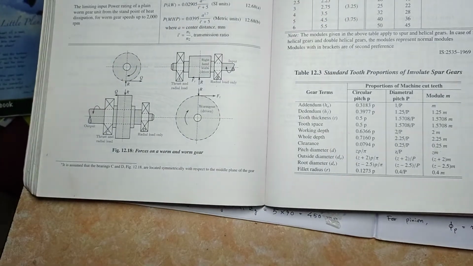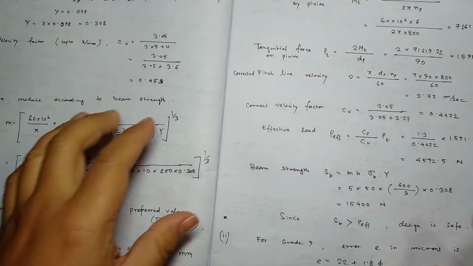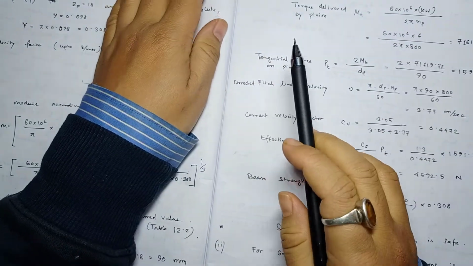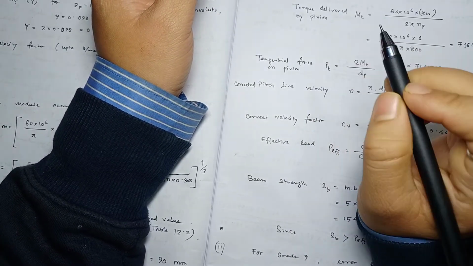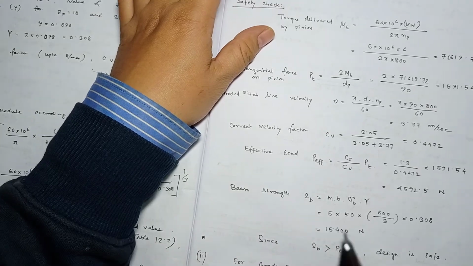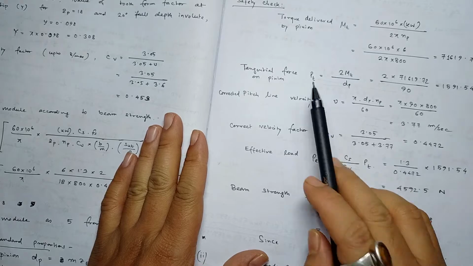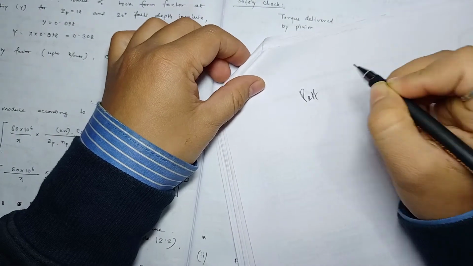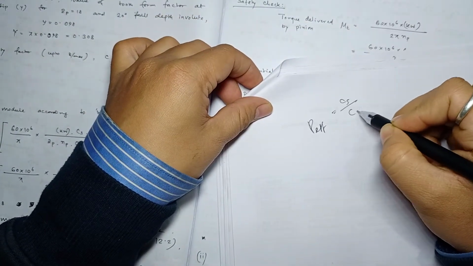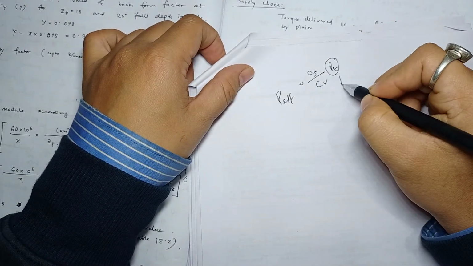Now you have estimated the module. Now what you have to do is check for safety, that I have explained. You have to check whether P effective is greater or less than beam strength. For that you have to find out P effective. P effective can be found by Cs by Cv into PT, first for the initial stages. Now PT has to be found out.